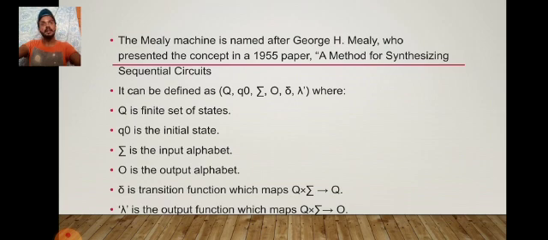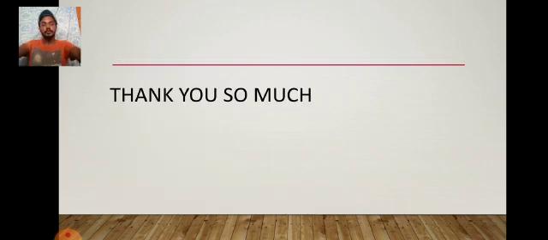A Method for Synthesizing Sequential Circuits. So it can be defined as (Q, q0, Σ, O, δ, λ), where Q is a finite set of states, q0 is the initial state, Σ is the input alphabet, O is the output alphabet, δ is the transition function which maps, and λ is the output function which maps Q and Σ to O. So thank you so much.